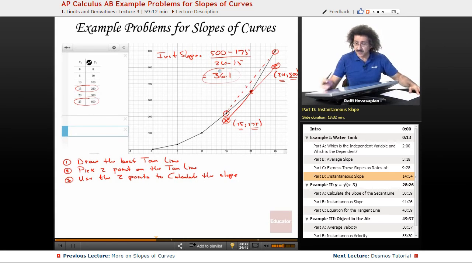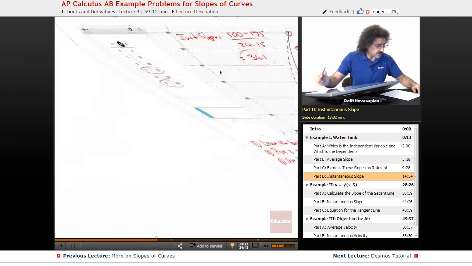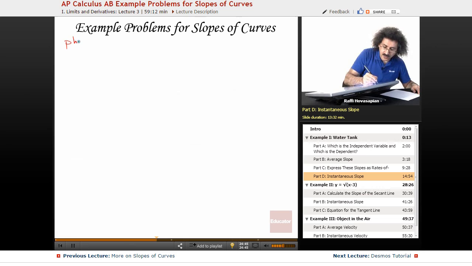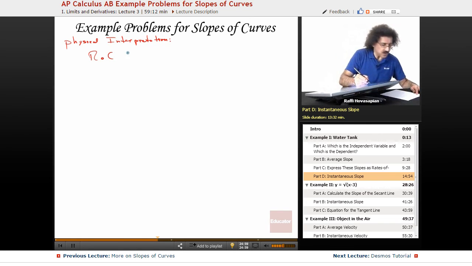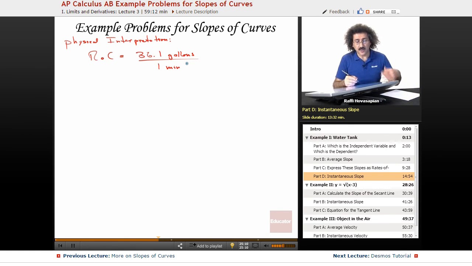Okay, now as far as the physical interpretation is concerned. Well, a slope is a rate of change. An instantaneous slope is an instantaneous rate of change. It is 36.1 gallons per 1 minute. In other words, 36.1 gallons per minute.